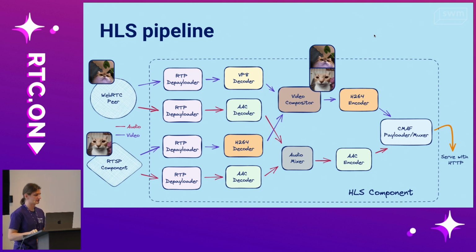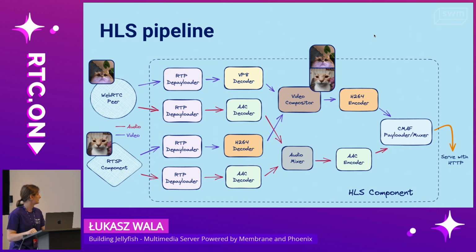So WebRTC and RTSP uses RTP, which is a protocol based on UDP. But to use it in HLS, we have to somehow take the payload out of the RTP packets. We can use the RTP depayloader Membrane elements. All of the rectangles on this example are basically Membrane elements. After the media is depayloaded, we can get to decoding.